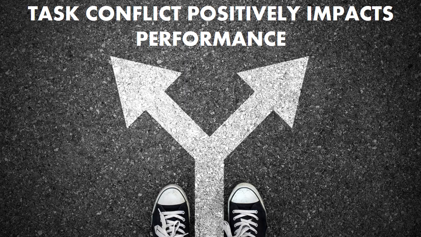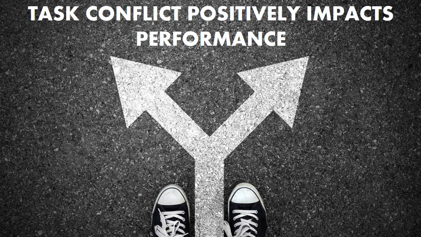The other type of conflict is task conflict. Task conflict is when we disagree about what we should be doing, how we should be doing it, how we define success, processes within the team. That's task conflict. That's good for performance because that makes everyone on the team question, how are they doing things?